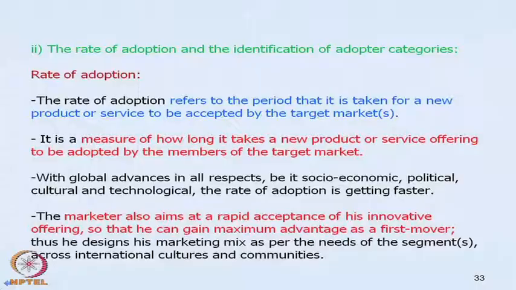The second thing which we need to discuss is the rate of adoption and the identification of adopter categories. The rate of adoption refers to the period that will be taken for a new product or service to be accepted by the target segment. How long will it take for the market to accept a new product or service offering? How long does it take for it to be accepted by people in the target segments?